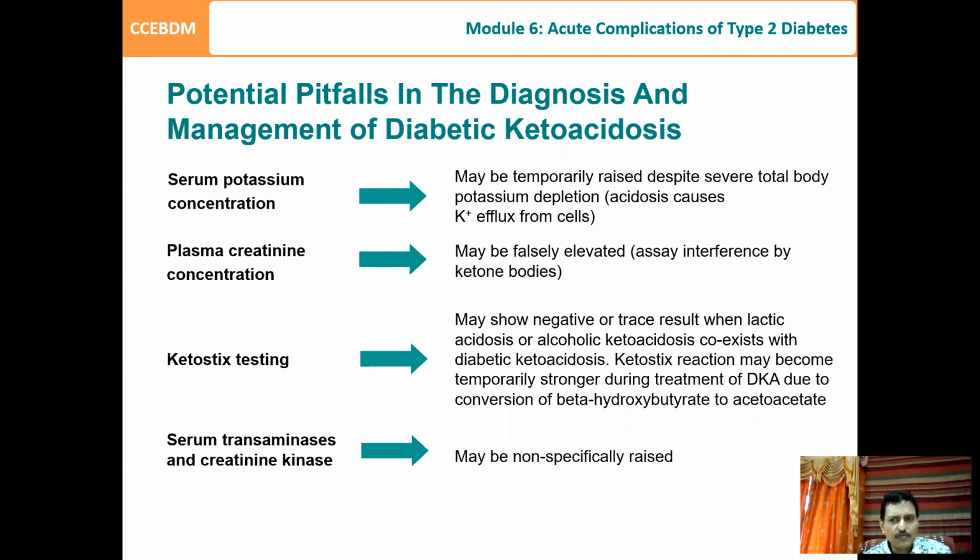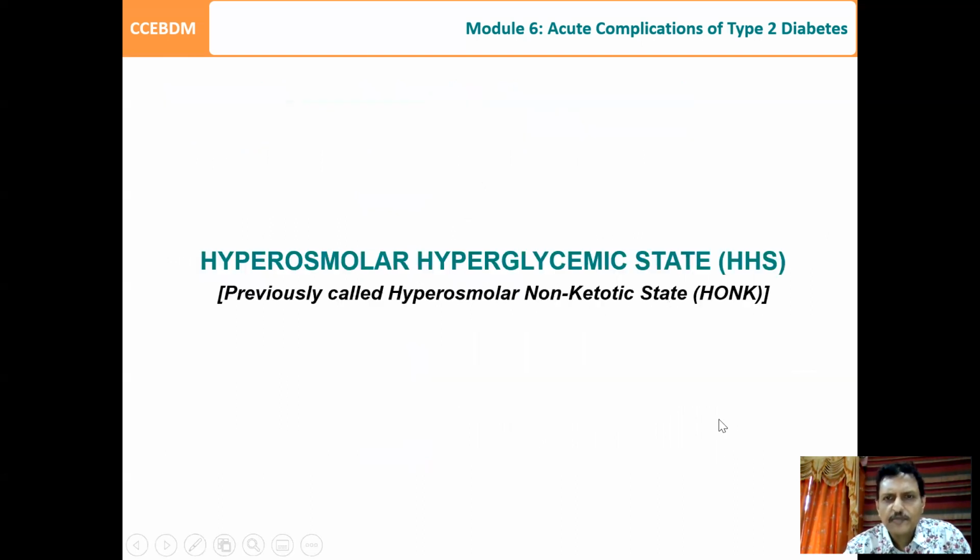So these are the few facts which we have to consider while we treat our type 1 DKA subjects. There may be non-specific rise in the transaminase and creatine kinase for which we don't have to do anything. So now we will talk a little bit on the hyperosmolar hyperglycemic state, or we sometimes call it HONC, hyperosmolar non-ketotic coma or non-ketotic state.